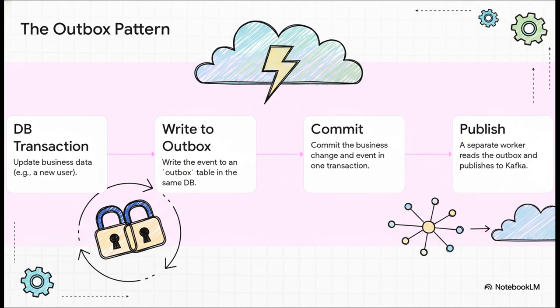The genius of this is making the write the event step part of the exact same atomic database transaction as the business change itself. So you save the new user and the user-created event together. If one of those steps fails, the whole thing rolls back. This guarantees you never lose an event before it has a chance to be sent.